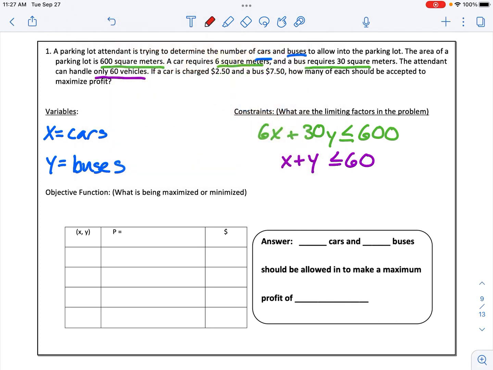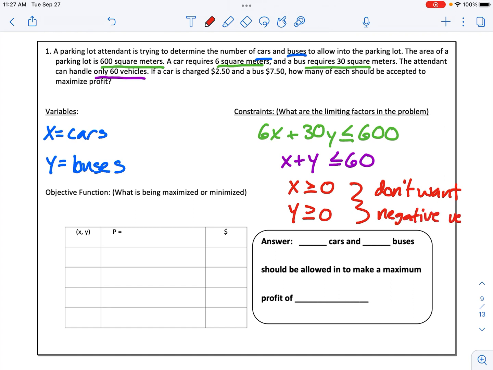Finally, these are two that aren't mentioned in the problem, but you can't have negative cars or negative buses. To add that constraint in, you want your cars, x, to be greater than or equal to 0, and your y to be greater than or equal to 0. We're doing this because we don't want negative vehicles. Unless the problem tells you differently, you'll probably want to add in those two constraints whenever you're writing word problems. Finally, we've got our money.